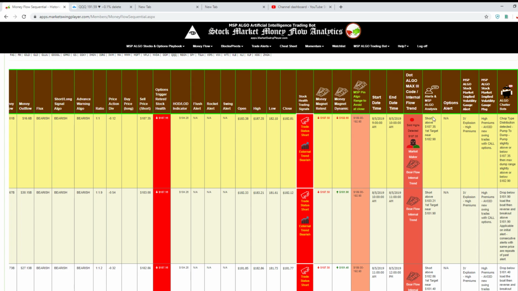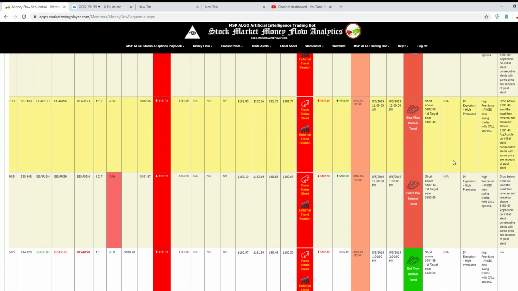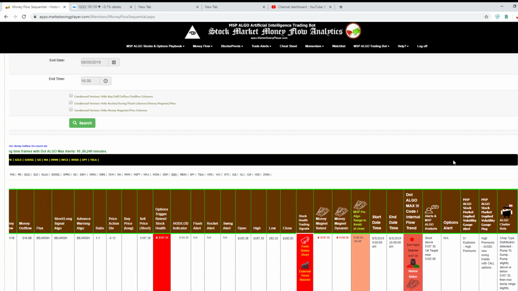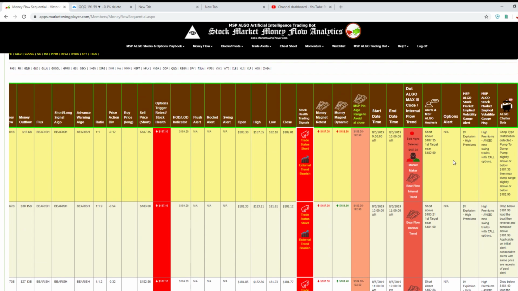Okay, so it didn't actually give an alert, the notification type alert, but it did tell you what it thinks. And we can see MSP Algo is a short, but it thinks that you need to short above 187 and your first target is 182. So it didn't give any details. If it was an options alert, it would be populated. It doesn't mean you can't take these trades.